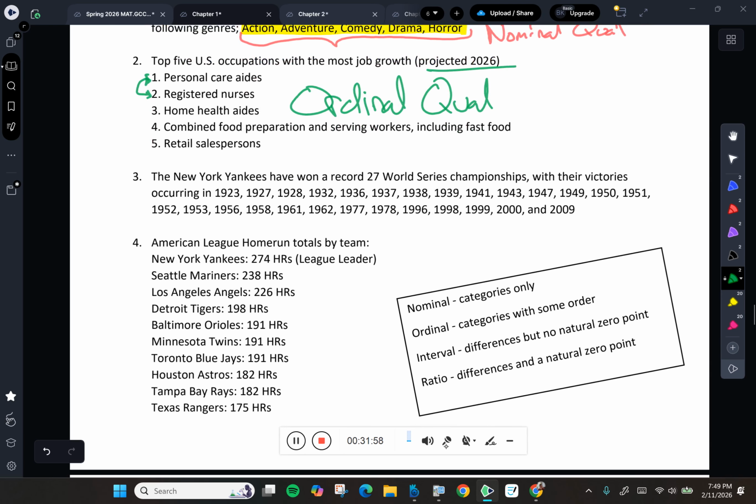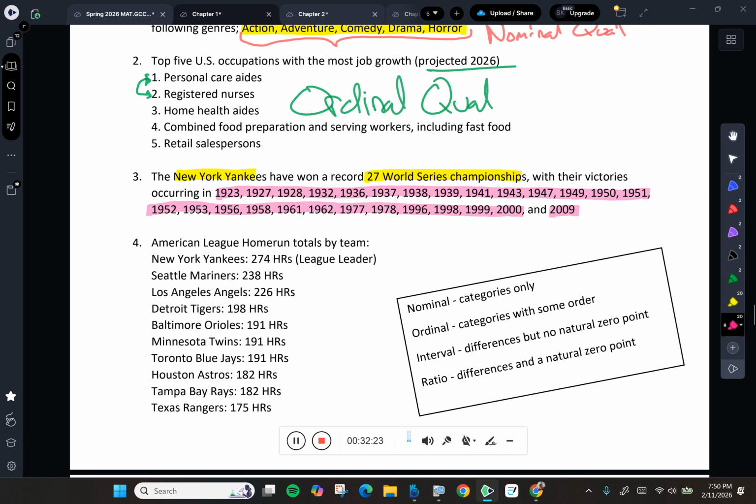The New York Yankees, moving on to number 3 here, have won a record 27 World Series championships, with their victories occurring in those years right there. Okay, so there's my data. My data is all of these numbers right here, and these are years. Looks like I could put them in order, so it's at least ordinal.